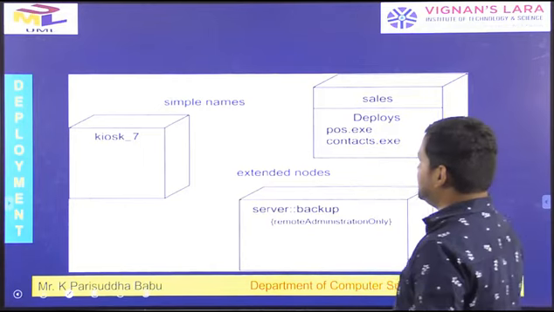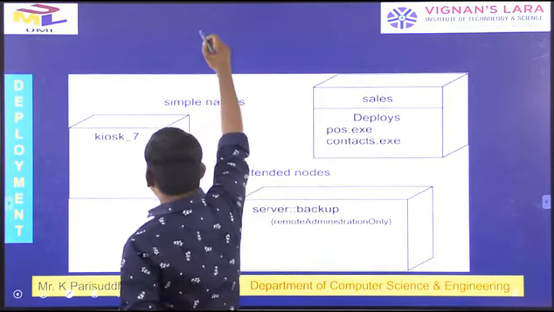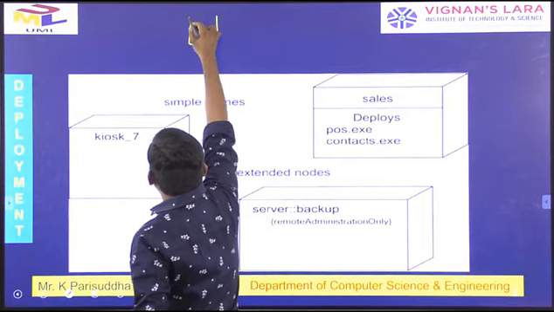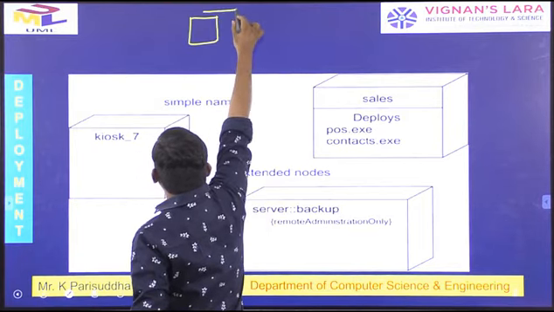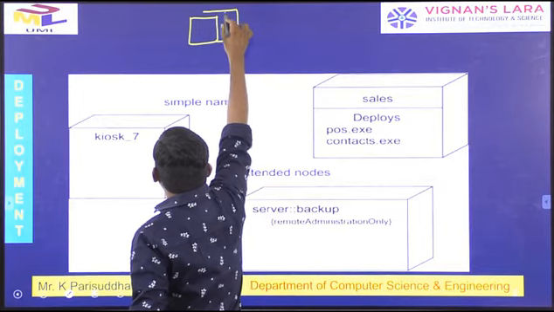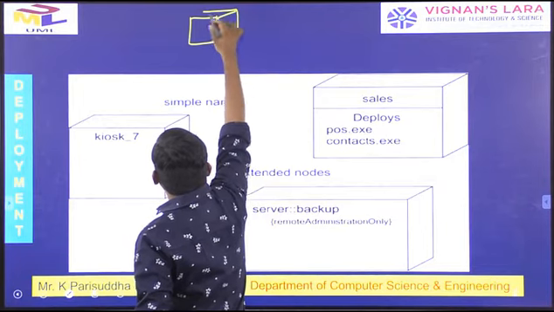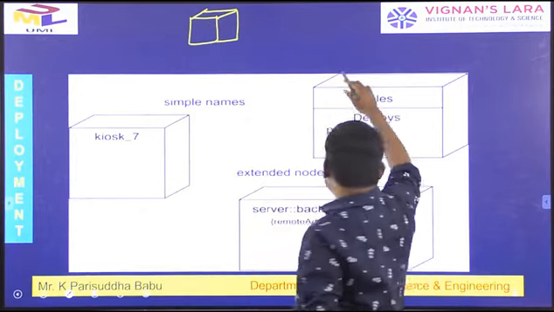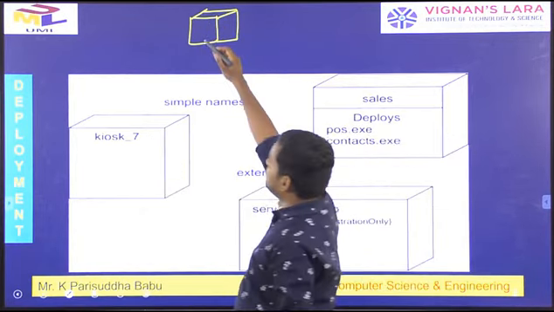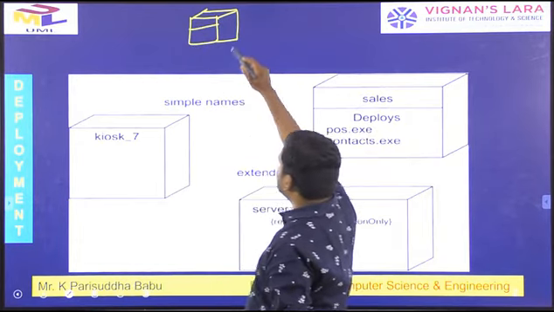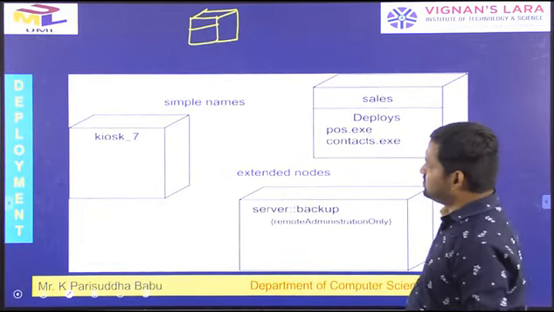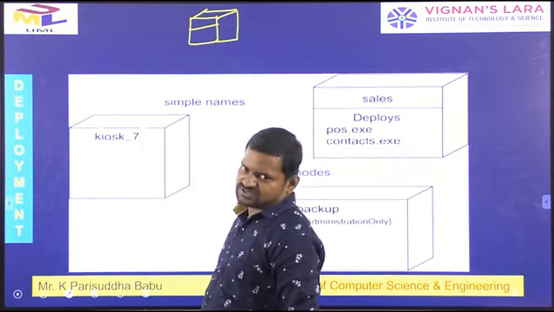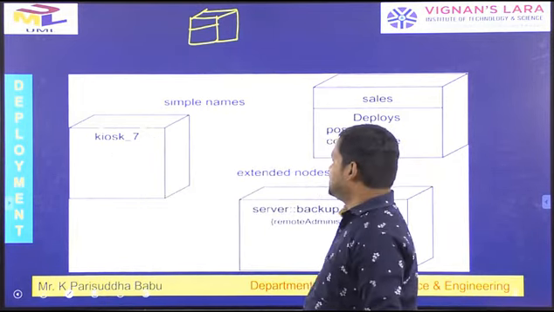This is the node symbol. How do we write the node? This is the symbol for the node representation. For this node, you may write a simple name of the node, such as kiosk. The simple name of the node.